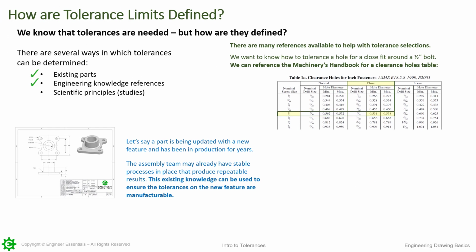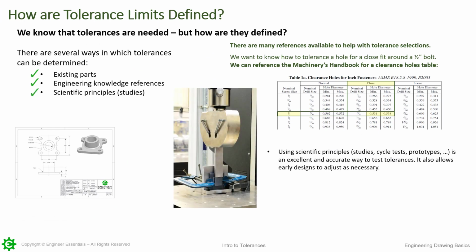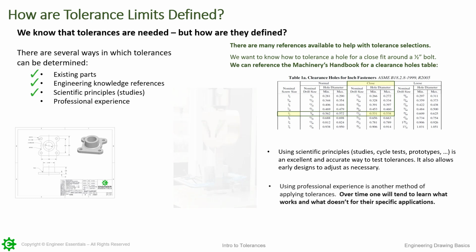Next, we have scientific principles or studies. This is basically any type of test that we're running on the part to make sure it works to begin with. Using these studies, cycle tests, or prototypes is an excellent and accurate way to test tolerances. It also allows early designs to adjust as necessary to make sure when they get into production, they work as intended. And finally, the last, and probably the most common, is just from professional experience.